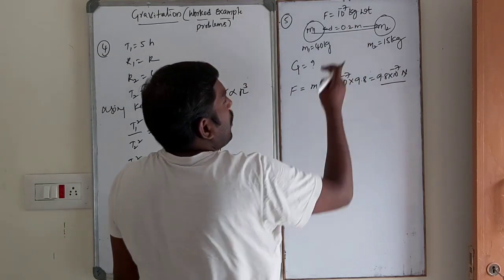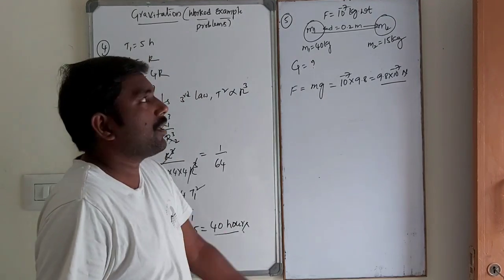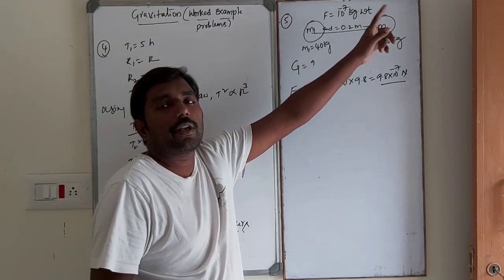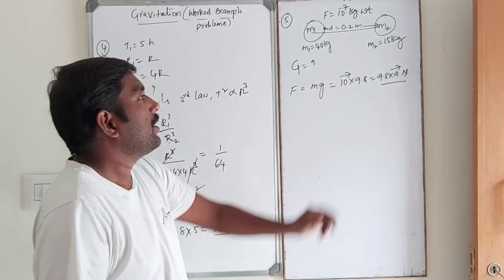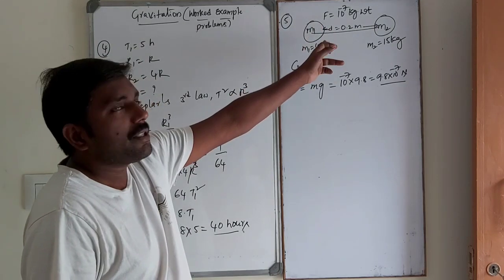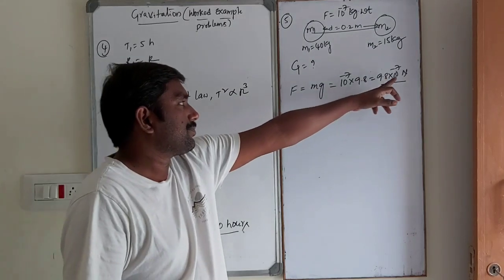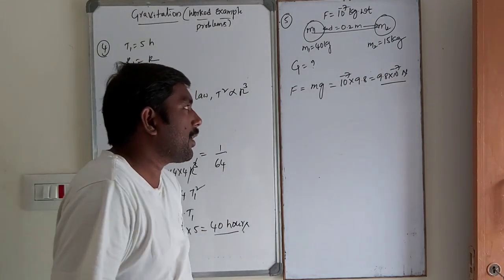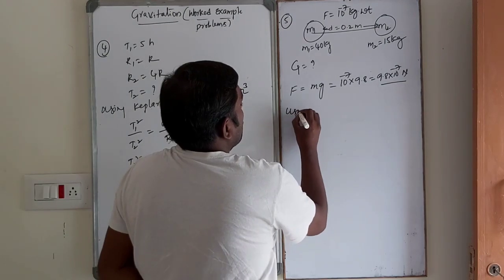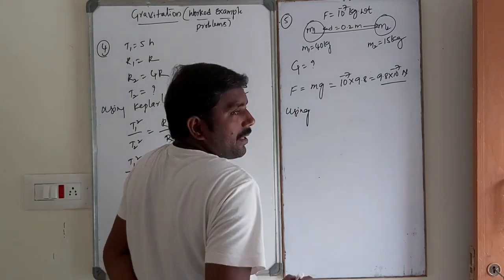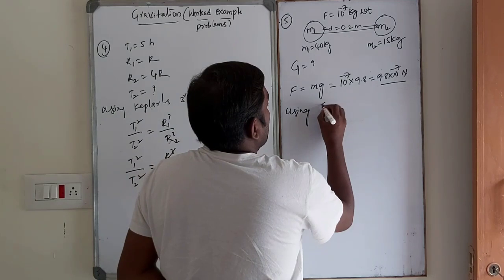Since it is in kg weight, we have to convert it. So kg weight is 9.8 meter per second square, and kg meter per second square is nothing but Newton. So ultimately F is equal to 9.8 into 10 power minus 7 Newton. Using which law? The universal gravitation law.